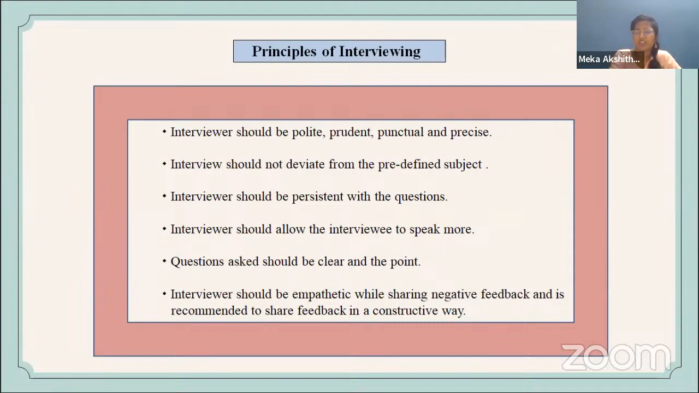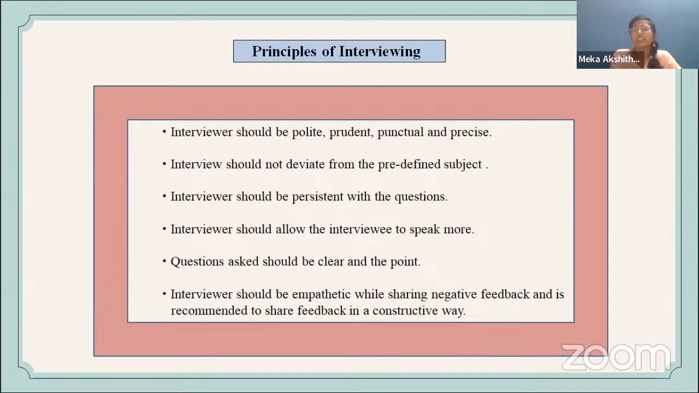Interviewers should be persistent with the questions. As in, if you feel that the candidate is getting intimidated or something, you should be able to change the tone. But the questions you have prepared, you should be persistent with that question. You should be continuing with that question. But you should also make the candidate comfortable so that they would be able to answer your questions.